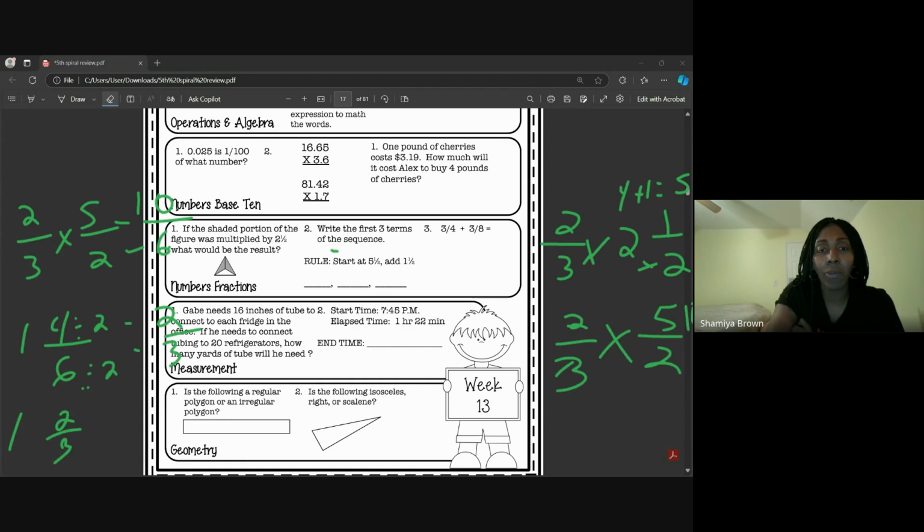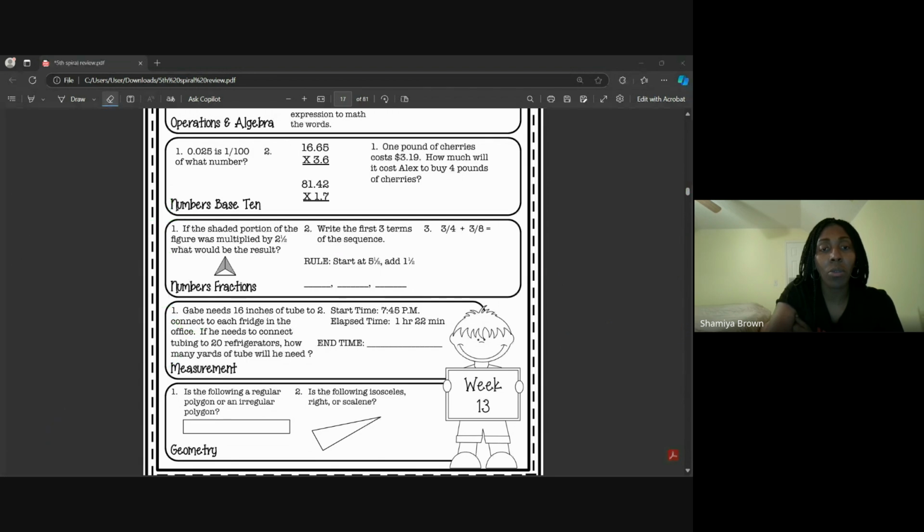Number 2 says write the first 3 terms of the sequence. So I'm trying to figure out the rule, or they give me the rule, so I just have to figure out the next digit. So I need to start at 5.5 and then add 1.5. So the first one is 5.5. No, start at 5.5, add 1.5. So let me do that.